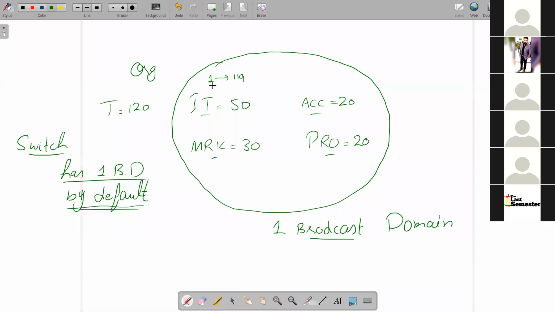This is broadcast. Broadcast means one PC is simply flooding the broadcast, then 119 receive the broadcast in a particular boundary. This boundary is called the domain. So this is one broadcast domain in which everyone is receiving the broadcast. That's why I'm calling it one broadcast domain. So what we need to do is isolate them. I need to break one broadcast domain into 4 broadcast domains.